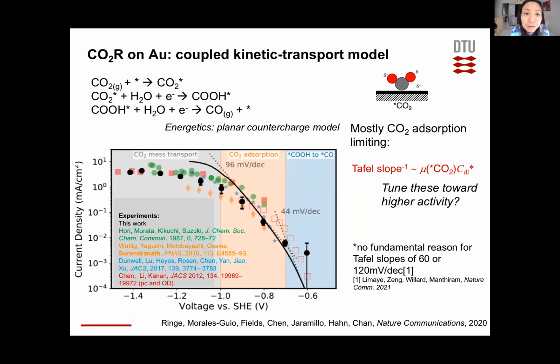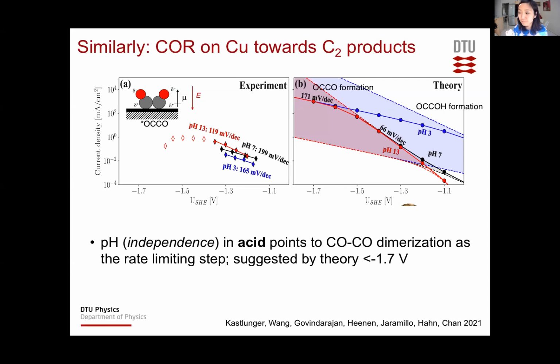Now I'm just going to note very briefly that we have a similar phenomenon happening on copper. What is shown here is experiments and the results of a kinetic model from the ab initio energetics. You can see, like in the gold case, we have very minor scatter amongst results for C2 product production at different pHs, which again suggests that we have a field-driven chemical step. And we find theoretically that this is consistent with what we expect at higher overpotentials. Okay. So this result is more consistent with what we expect we can do in terms of accuracy.